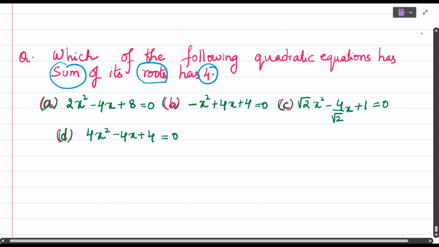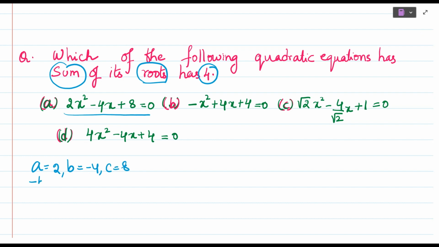Coming to A bit: 2x square minus 4x plus 8 is equal to 0 they have given. Here a is equal to 2, b is equal to minus 4, and c is equal to 8. So the sum of the zeros is minus b by a, that is equal to minus of minus 4 by 2. You will get 4 by 2, that is equal to 2. Okay, so A bit is the wrong answer.